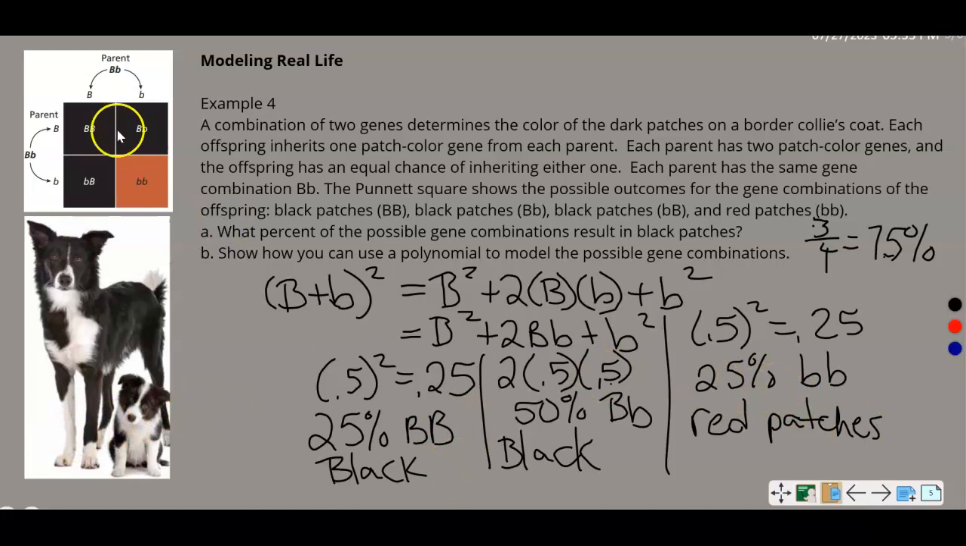So this shows you the exact same thing as the little chart up here. So if 25% is capital B, capital B, and 50% is capital B, lowercase b, 25 plus 50 is 75% of the possible gene combinations results in black patches. And this also shows that 25% results in red patches, which is 1 out of 4, or 25%.